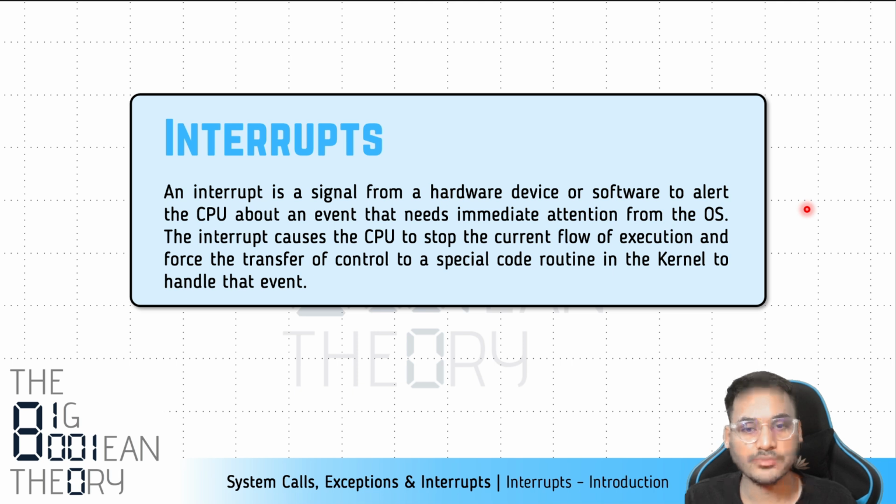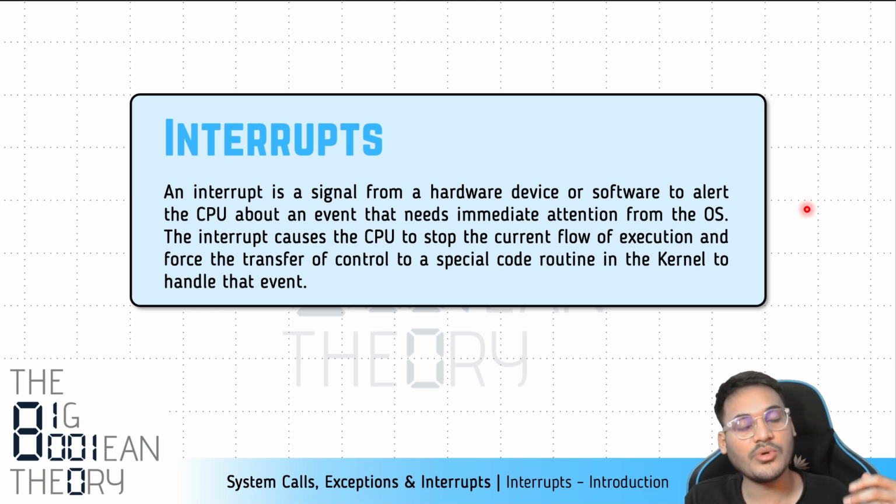So this signal alerts the CPU about an event or a situation that needs immediate attention from the operating system. When the CPU detects the interrupt, it stops doing what it was doing, which would basically be executing some user process. It pauses or halts that user process and immediately forces the transfer of control of the execution to the operating system. It stops executing the instructions of the user process and transfers the control to the operating system, right?